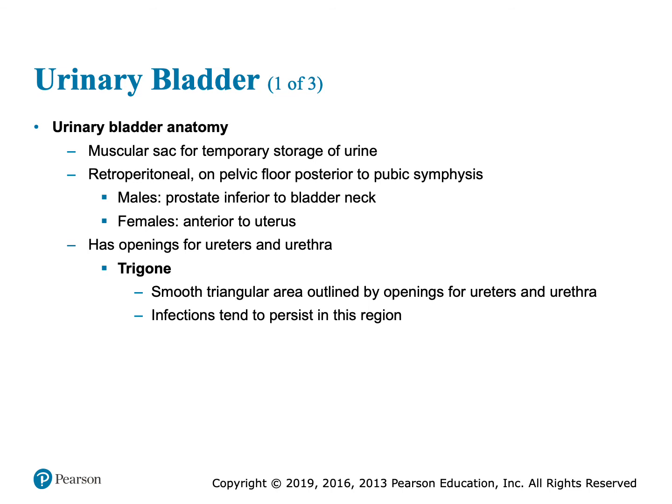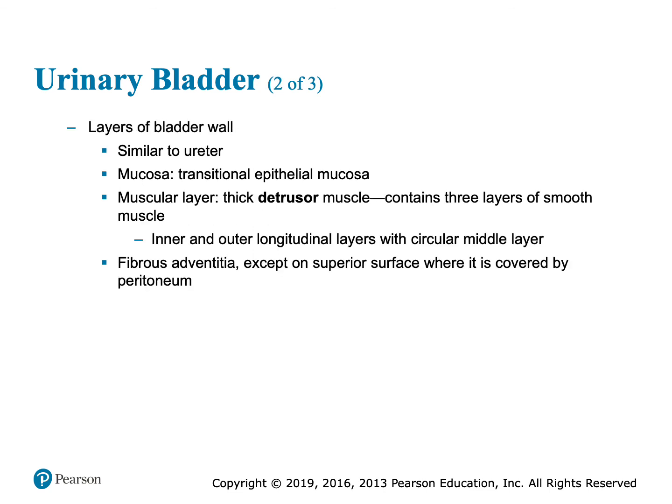Okay, there's an area where the bladder is tapering down, and that is called the trigone. This area is where bladder infections have the tendency to settle out. Layers, very similar to the ureter. We're going to have an epithelium, a smooth muscle, and then we're going to have an adventitia on the outside. That muscular layer has a very thick, smooth muscle that actually is layered. It's called the detrusor muscle.